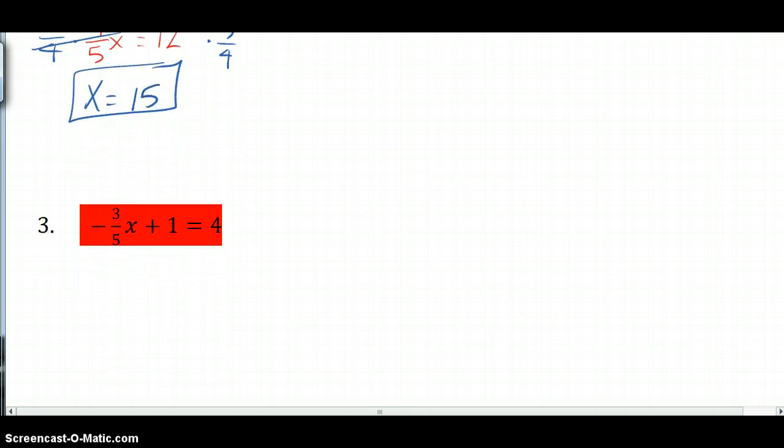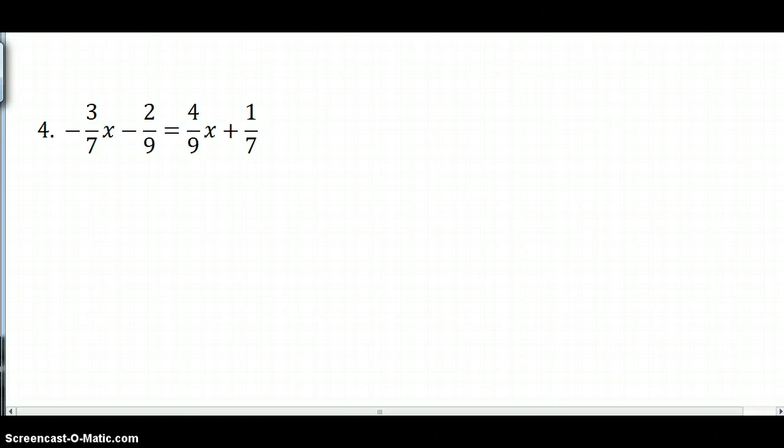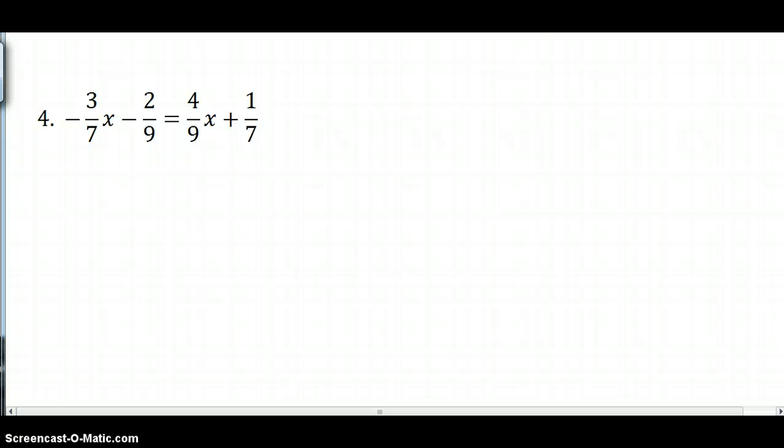So I want you to go ahead and do this one in your notes. Same kind of concept. The last one I want to do with just solving equations is this one because it has a lot of fractions in it. And you do the same thing even though there's fractions. So my goal again is to get my variables on one side and my constants on the other side. So with this 4/9 x, I'm going to move it to this side, so I'm going to subtract 4/9 x.